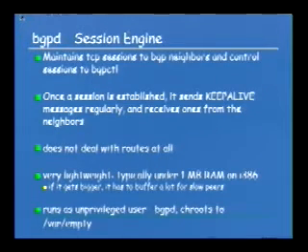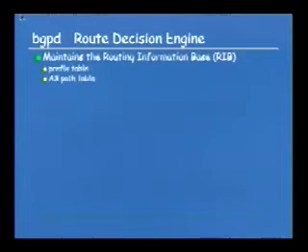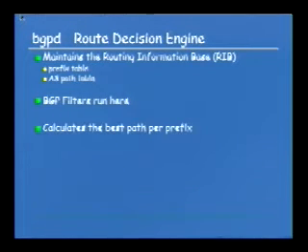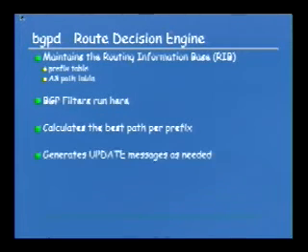It runs as unprivileged user, which doesn't have any special privilege in the system, and changes root to the directory /var/empty, which, as the name indicates, is empty except for a logging socket. The route decision engine maintains the routing information base, meaning prefix table, AS path table, and assorted information. The BGP filters run there. It calculates the best path per prefix, does the best path selection, and it generates the update messages as needed.